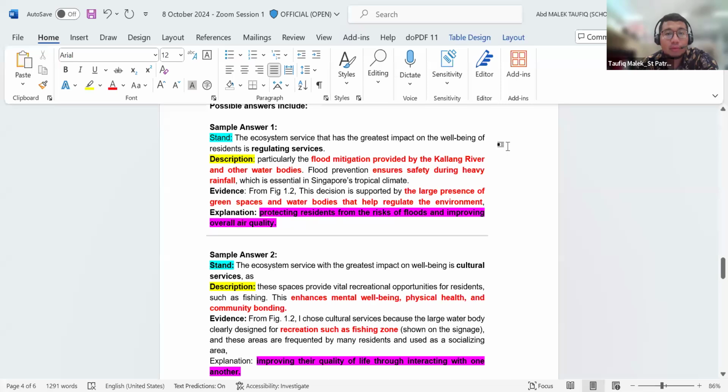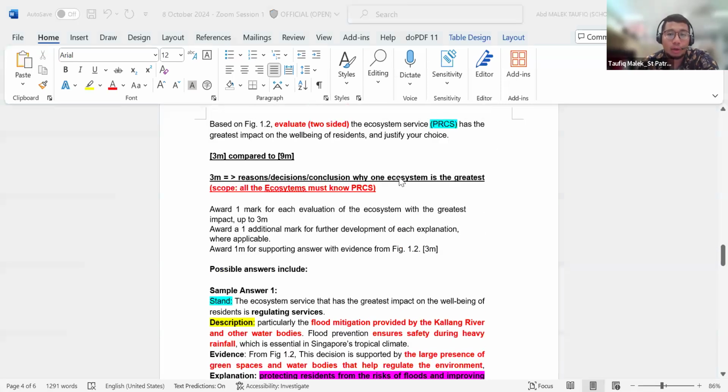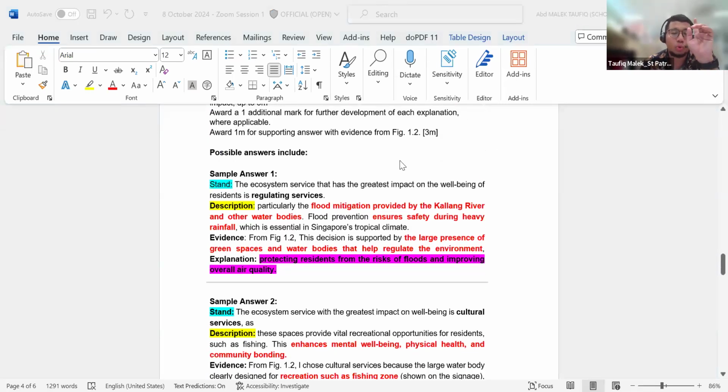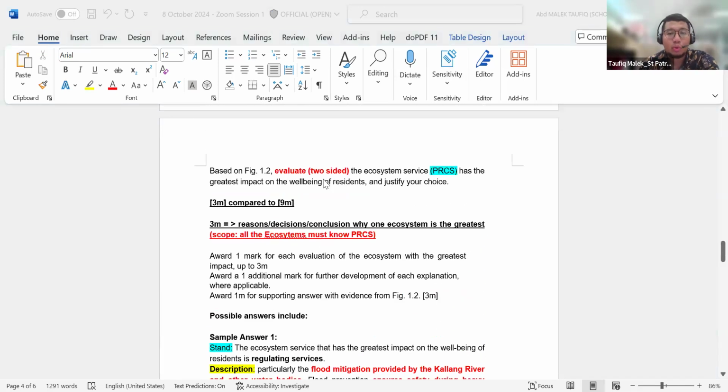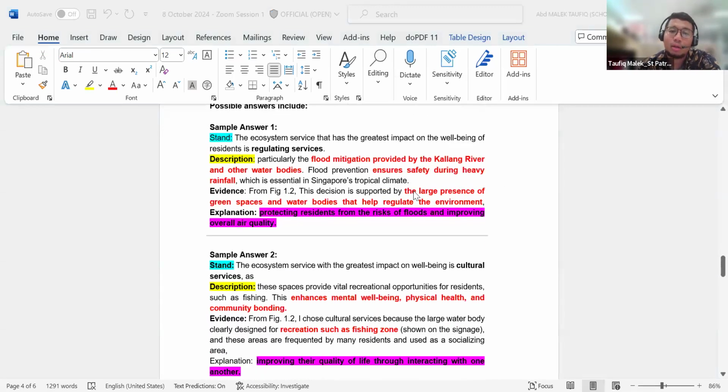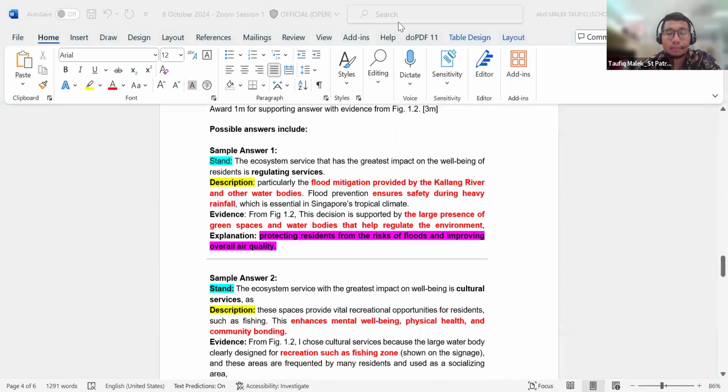So is it only 1 paragraph? Yes, for this question, it's only 1 paragraph because you are only required to do the greatest, right? But if I change the question to evaluate whether regulating ecosystem is better than, then you have to do 2 paragraphs. Okay? But that one will be a 9 mark question. It won't be a 3 mark question.